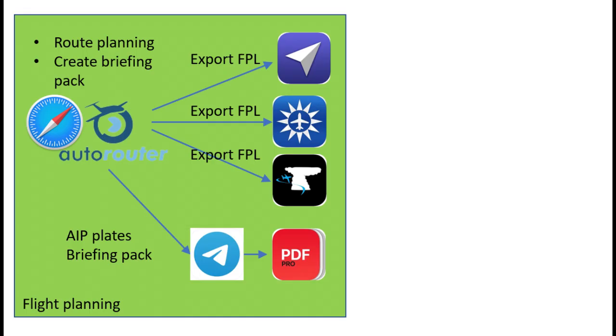So let's see how all these tools are integrated with each other. So I generate the route and I create the briefing pack using the autorouter. And then I basically export the briefing pack and AIP plates to PDF Pro. And I can use Telegram to retrieve that information, but I can also retrieve the information via email or just plain download from my tablet and then export the files to PDF Pro.